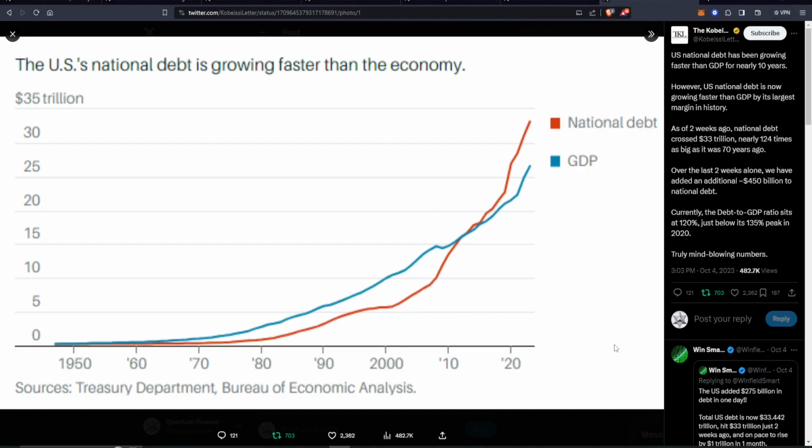Here is a chart showing the national debt has been growing faster than GDP for nearly 10 years. However, U.S. national debt is now growing faster than GDP at its largest margin in history. As of 2 weeks ago, the national debt crossed $33 trillion, nearly 124 times as big as it was 70 years ago. Over the last 2 weeks alone, we have added an additional $450 billion to the national debt. Currently, the debt-GDP ratio sits at 120%, just below its 135% peak in 2020.